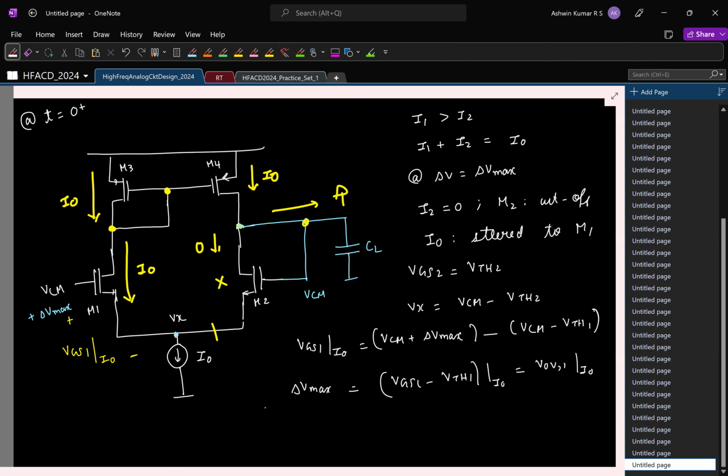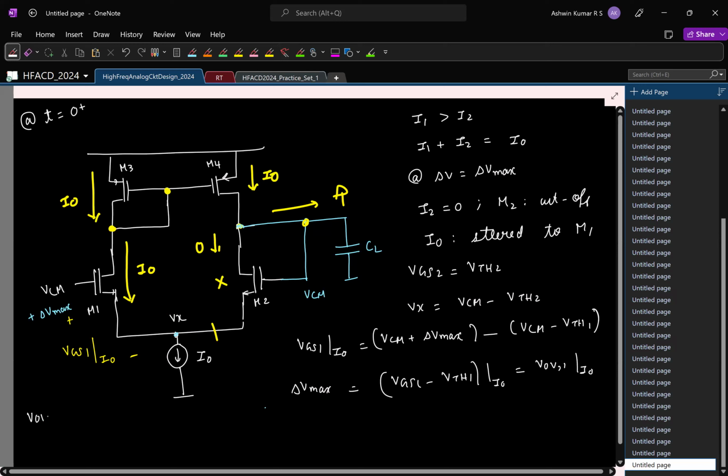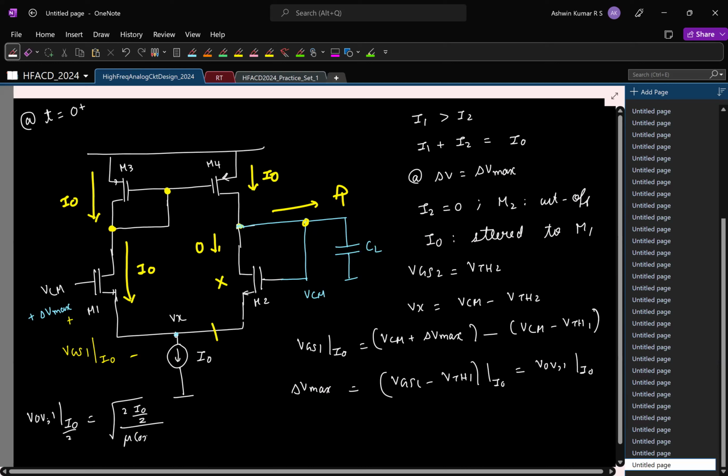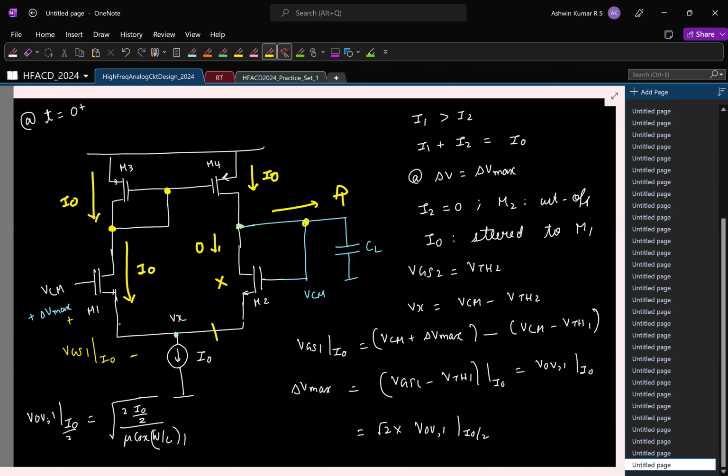And nominally, what is the current flowing through M1 and M2? Nominally, the current is I naught by 2. So what is the overdrive voltage at a current of I naught by 2 in terms of the transistor parameters? It is the square root of 2 times I naught by 2 divided by mu n C ox W by L of M1. Right. So now can you relate overdrive at a current I naught to overdrive at a current of I naught by 2? It is 2 times this, so I can write it as square root 2 times. So delta V max is basically square root 2 times the nominal overdrive voltage of your main differential pair M1 M2.